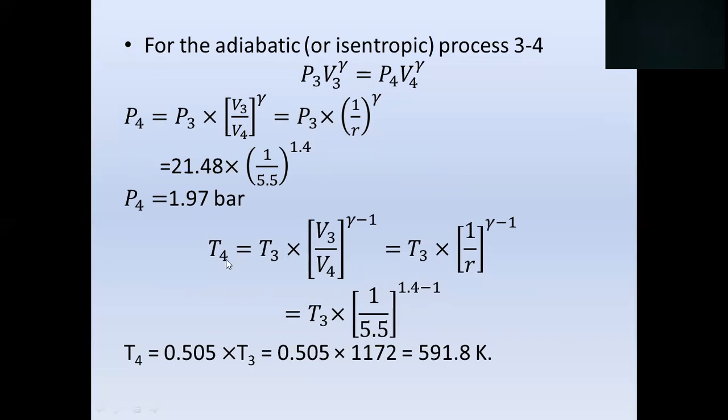To find T4, there is a relation. T4 is equal to T3 into V3 by V4 the whole power gamma minus 1. So V3 by V4 is nothing but 1 divided by compression ratio, which is equal to T3 into 1 divided by R the whole power gamma minus 1. Substituting all the values, we get T4 as 591.8 Kelvin.